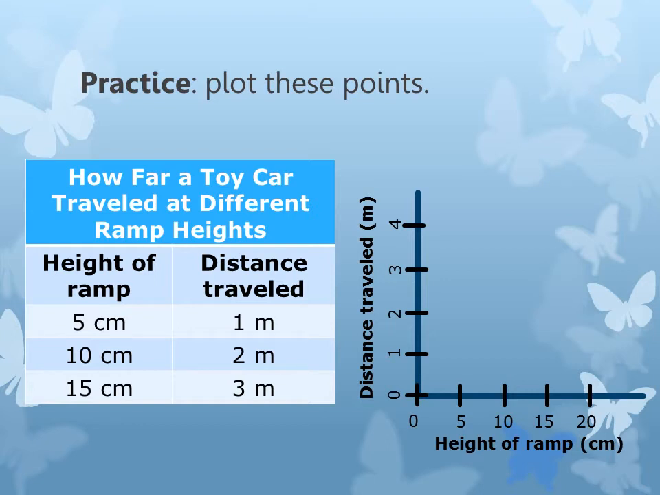Okay, so we have a graph here, and notice that I went ahead and labeled the axes for you because you're an expert at that now, and I went ahead and scaled them for you as well because now we're an expert at that. If we look in our data table here, it says how far a toy car traveled at different ramp heights. And this is actually one of the labs we'll do this semester. At a ramp height of 5 centimeters, I have a distance traveled of 1 meter. So we can go ahead and plot that point there. And then at 10 centimeters, we have 2 meters traveled. And at 15 centimeters, we have 3 meters traveled. Okay?